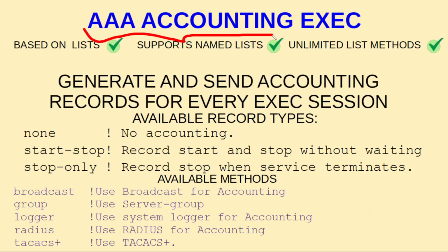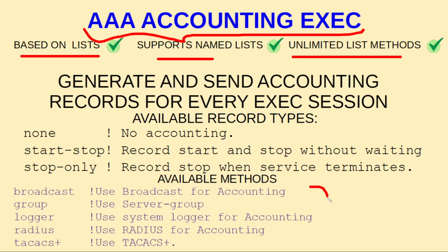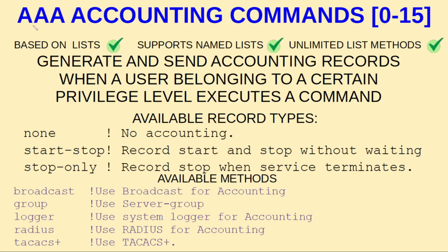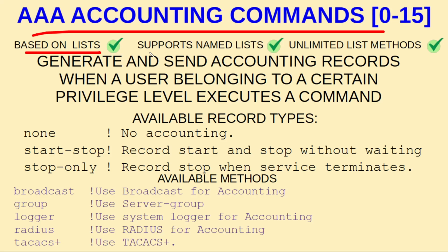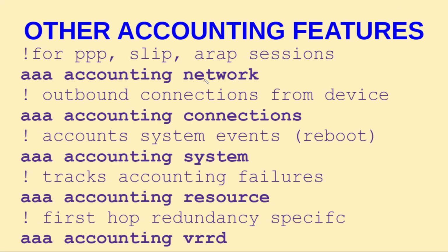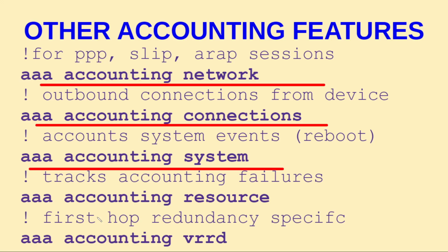So we have the AAA accounting exec feature that is based on list and supports named lists. We may have an unlimited amount of methods within our list, and these are the available methods. For AAA accounting commands 0 to 15, this feature is based on list and supports named lists. We may have an unlimited amount of methods within each list. These are the methods available for this feature. Other accounting features are AAA accounting network, AAA accounting connections, AAA accounting system, AAA accounting resource, and AAA accounting BRRD.